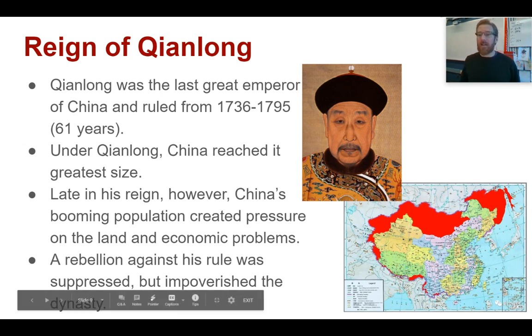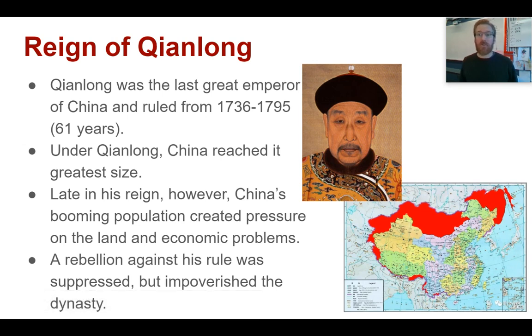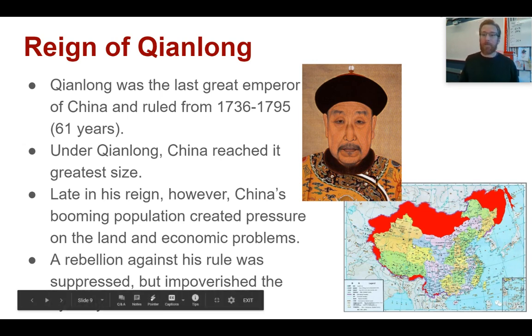If you direct your attention to the map down here, this is a modern map of China imposed on top of Qing Dynasty China. So the Qing Dynasty was much larger. It included Mongolia, which had been captured. It included Manchuria, this territory up here, which is where the Manchus originated from, as well as expanding a little bit more into Central and Southeast Asia.